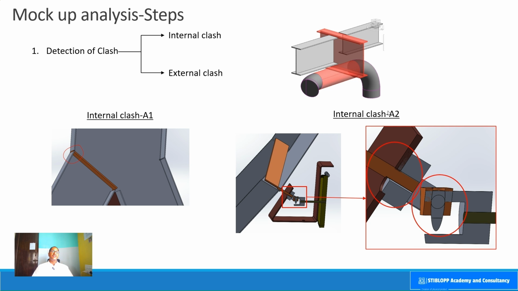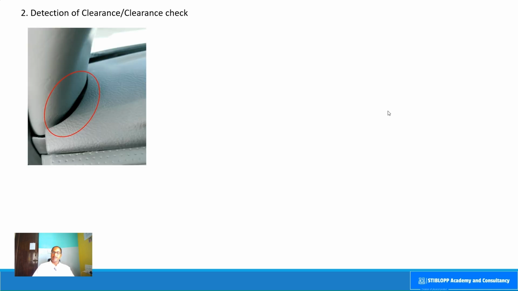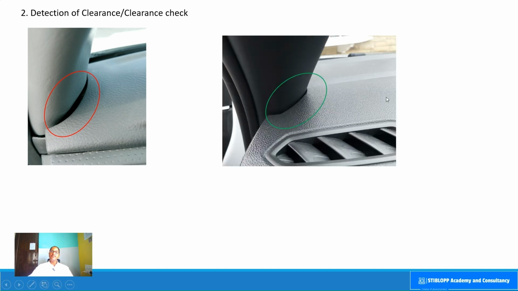Now moving on, let's see what is the next step in the mock-up analysis. It is the detection of the clearance. For that, I have the example of the interior of a car. This picture shows the clearance between the A pillar and the dashboard of the car. You can observe here that the clearance is too much in the middle and it is very little at the ends, and here is the rectified version of the same. You can observe here that the clearance is uniform throughout this zone, so that the dashboard maintains a uniform clearance with respect to the A pillar trim.